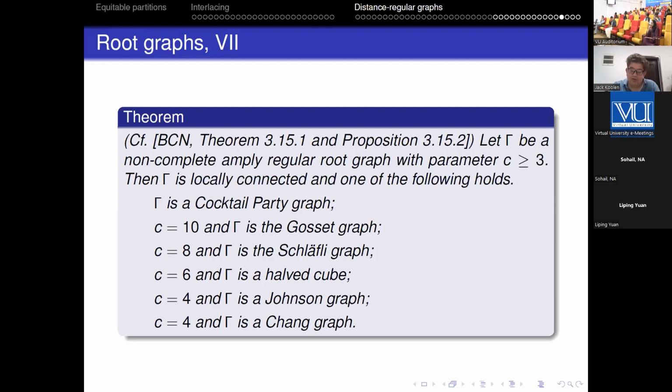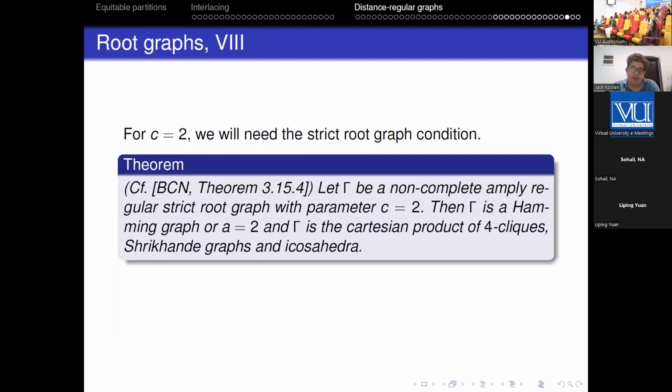I'm a little bit early. Before c2 is 2, we need the strict root graph condition. This is not true if you don't have the strict root graph condition. I will discuss it a little bit later. Let gamma be a connected, non-complete amply regular strict root graph with parameter c2 equal to 2, then it is a Hamming graph, or a is equal to 2, and gamma is a Cartesian product of K4 cliques, Schläfli-type graphs and icosahedrons.